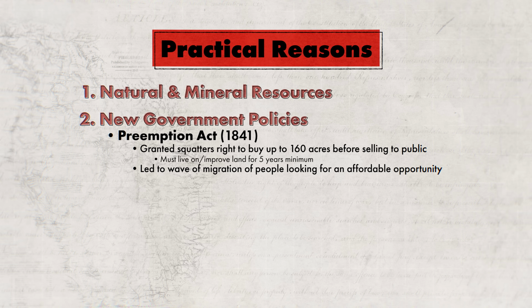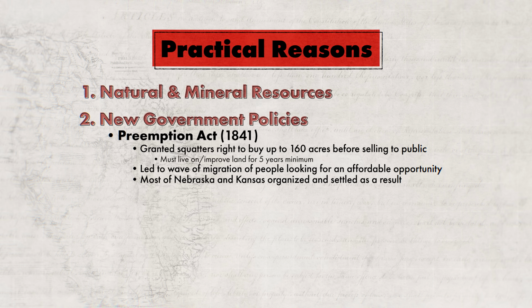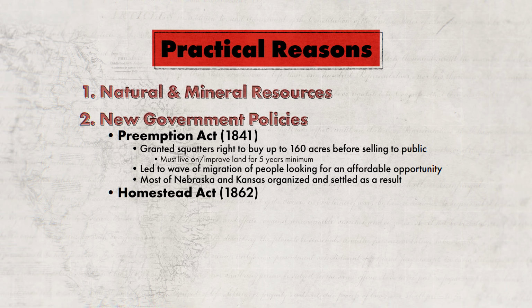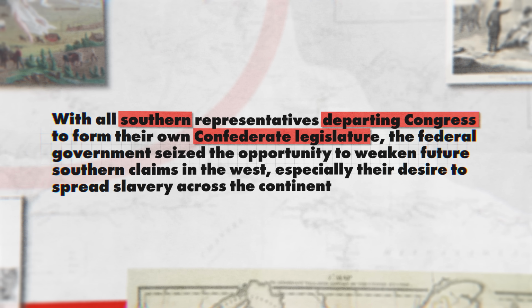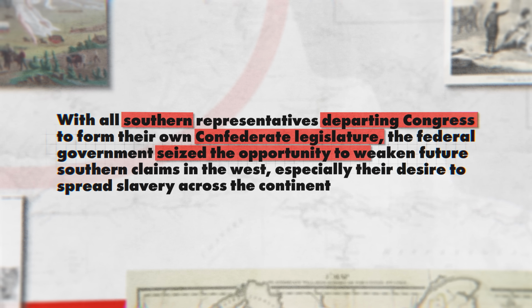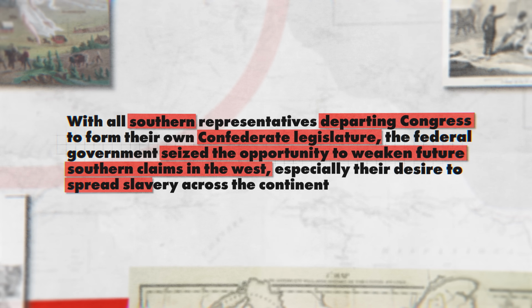In fact, most of the Nebraska and Kansas territories were organized and settled as a result of this provision from the federal government. And then things got even wilder in 1862 when Congress passed the Homestead Act. Now, at this point, the Civil War had already begun, and that meant that the southern states had seceded from the Union. And now that all southern representatives had departed Congress to form their own Confederate legislature, the federal government seized the opportunity to weaken future southern claims in the West, especially their desire to spread slavery across the continent. Dirty move, but hey, respect.